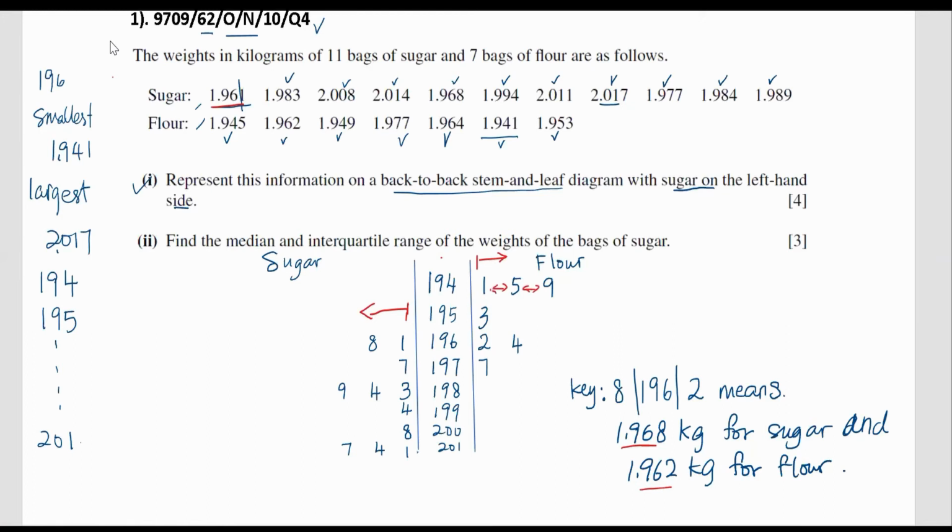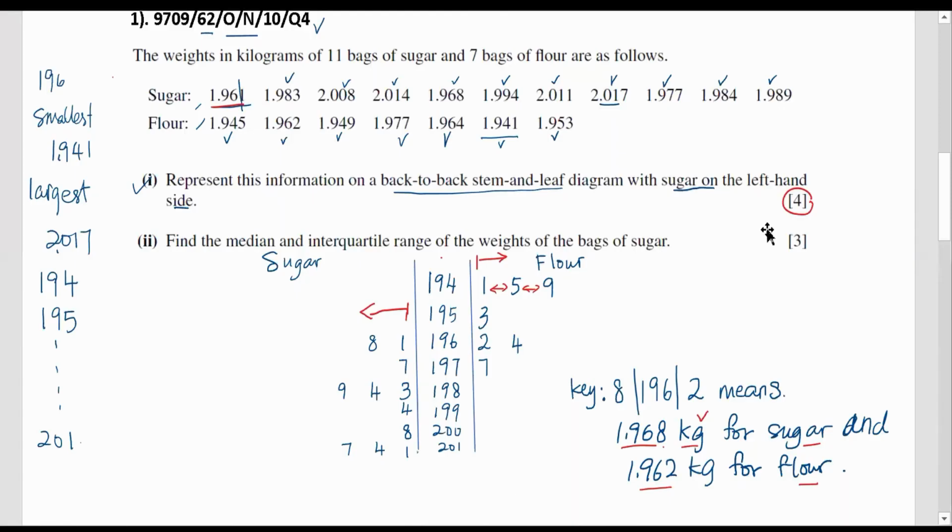Okay, so when you put the key, make sure you indicate the unit. Like this question is talking about the weight in kilogram. So 1.968, don't forget to indicate the kg, the unit. Then for the sugar and for the flour. Okay, these are the points you need to make sure you indicate in your stem and leaf diagram to get the total 4 marks.